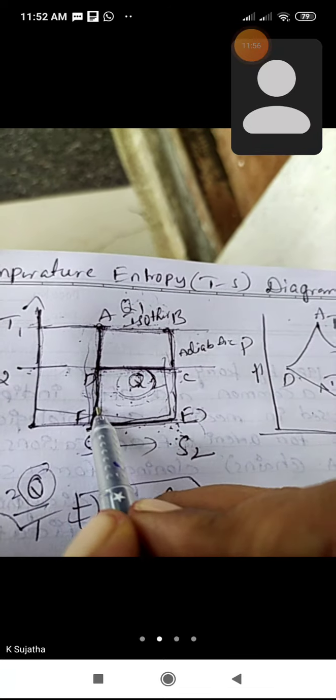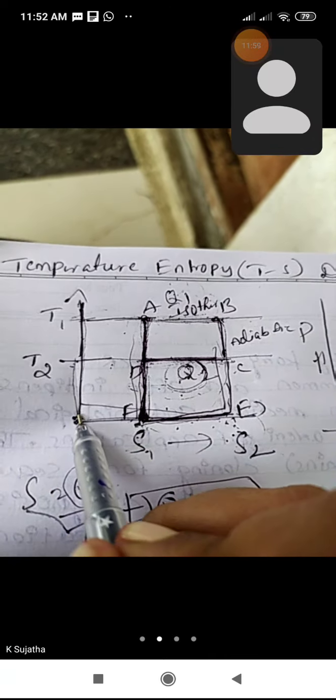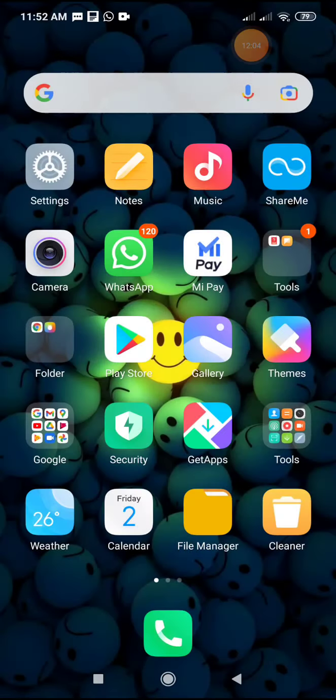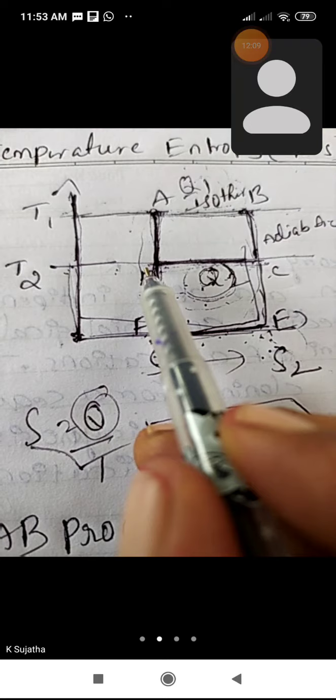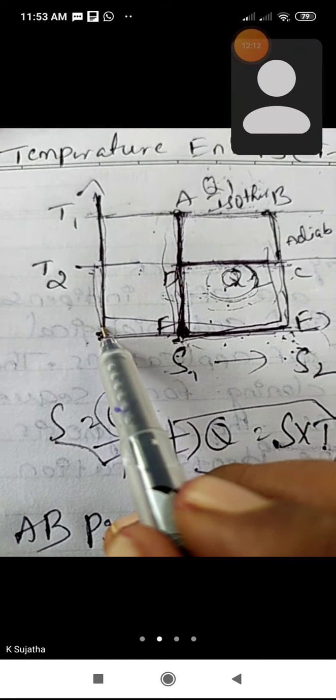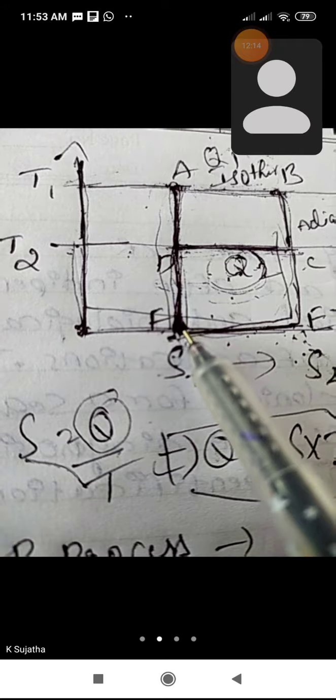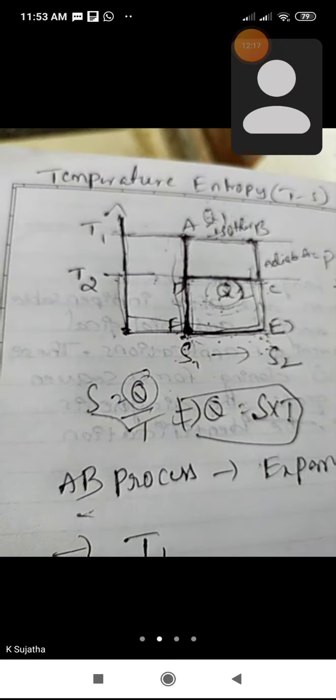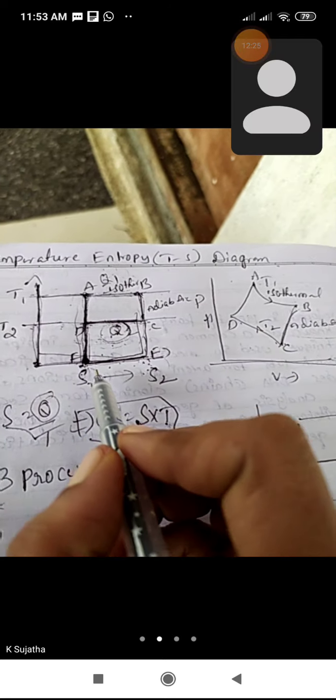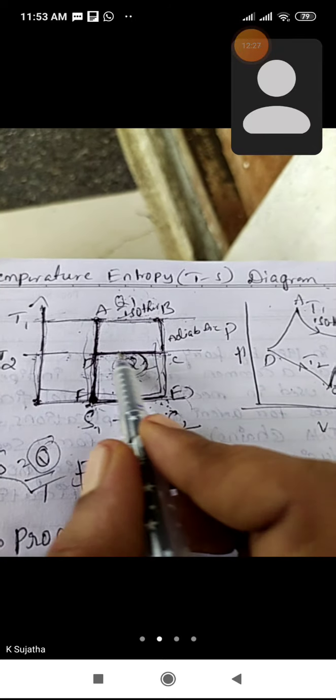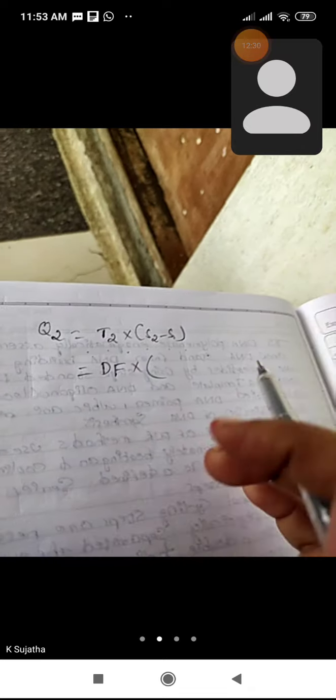But what is T2? T2 is represented by the length from this point to this point, which gives the temperature T2. This total length DF indicates T2. So in place of T2 we write DF, times (S2 − S1), and S2 − S1 can be written as DC.